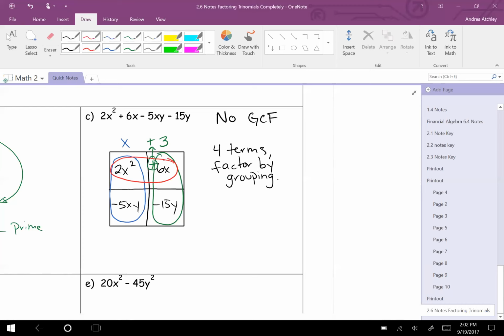Trevor, what can 2 and 6 both be divided by? 2. What about the variable? 2 and an x. They both have x's. Last one. Rihanna, what can these both be divided by? Negative 5. What about a variable? Y. They both have a y. And that first one's negative, so you have to factor out a negative there.